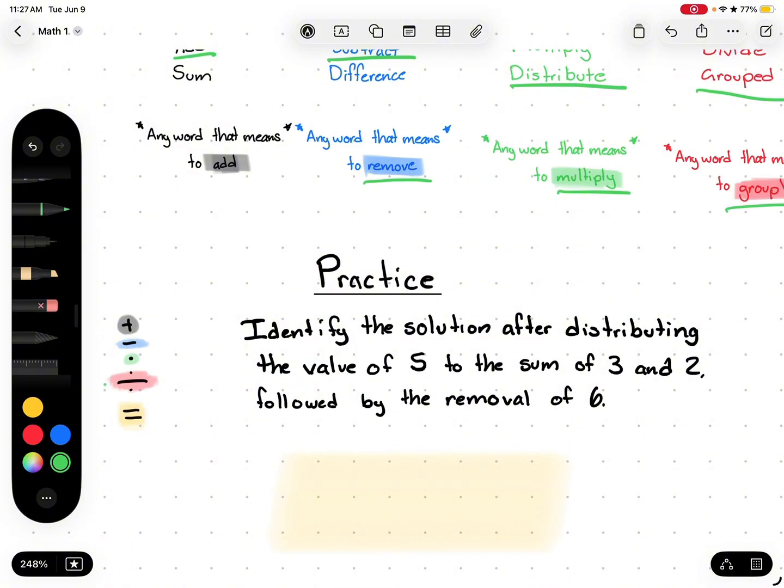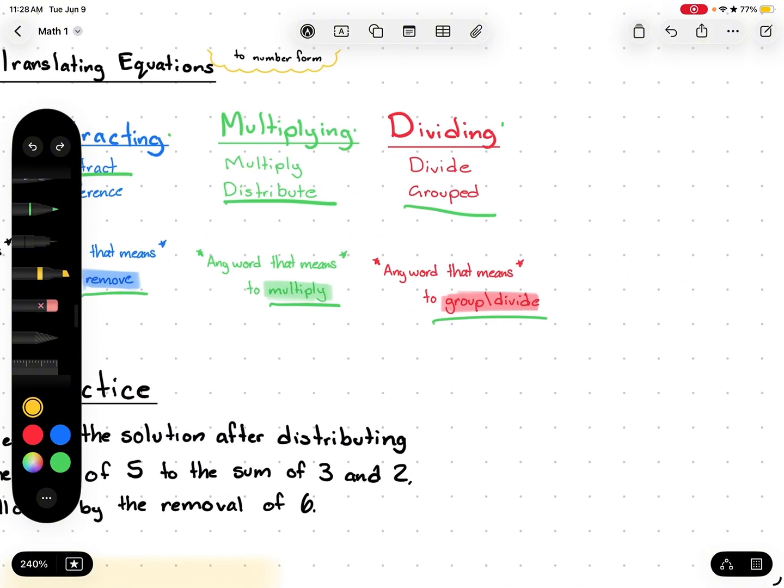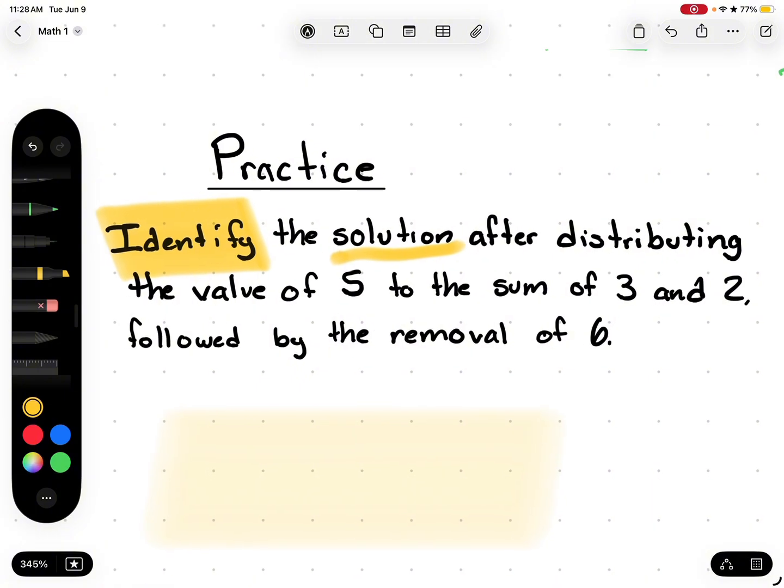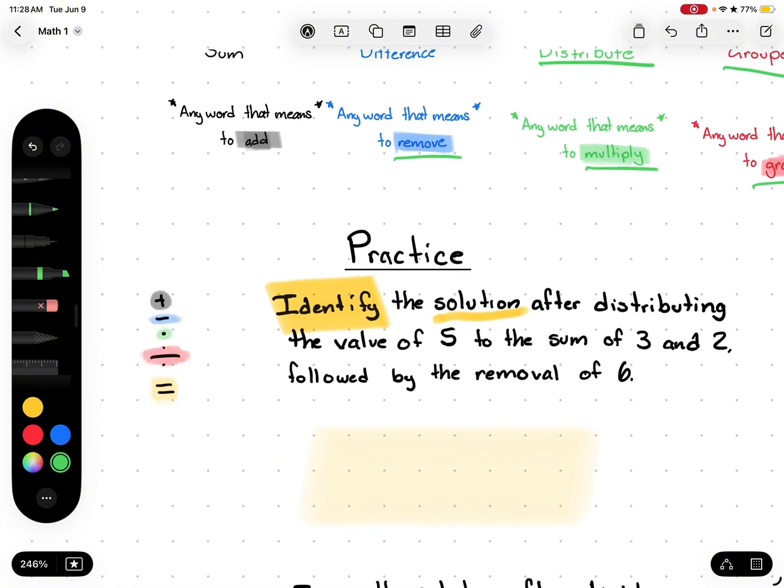First, I'm just going to go ahead and highlight in the colors that are possible. So identify. Identify is a word that means equals, because up here, identify means to find, so that means to find the total of. So I can highlight identify. The solution, that's our key word right there. Solution means equals. So that's how we know that this means equals. After distributing, distributing means to multiply, and multiply is green. The value of 5, I'm going to underline our numbers. So that means we got 5 multiplied by the sum, that's addition, of 3 and 2. Followed by, so after all of that, the removal, which is getting rid of 6.